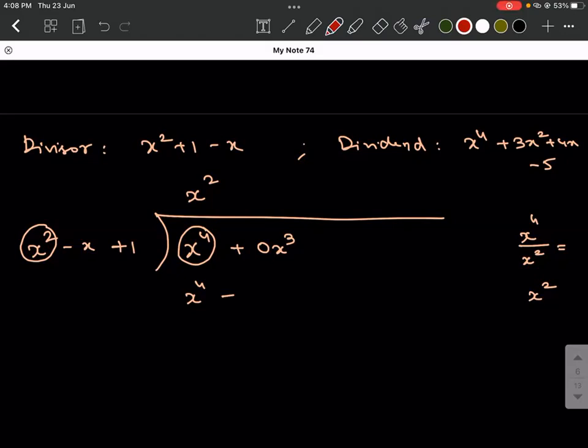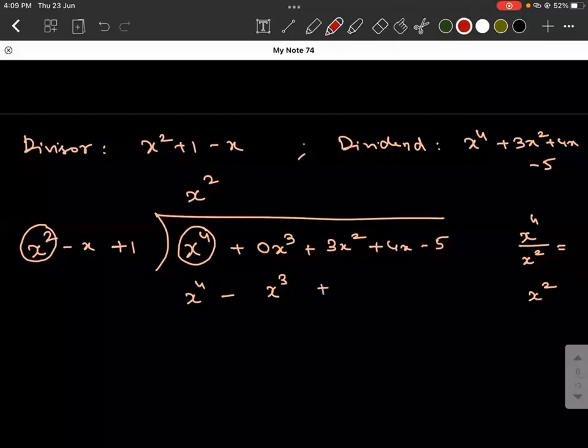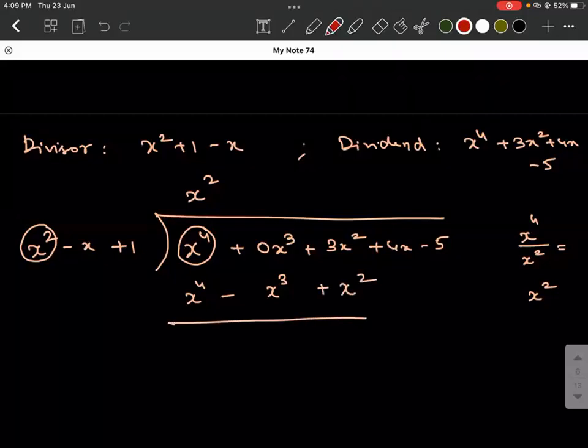So x power 4 plus 0x cube. Tell me what is the next one? Plus 3x square, plus 4x minus 5. It is x power 4 minus x cube plus x square. Is that right? So you understood what I did? X square multiplied with x square is x power 4, minus x multiplied with x square is minus x cube, plus 1 multiplied with x square is plus x square.